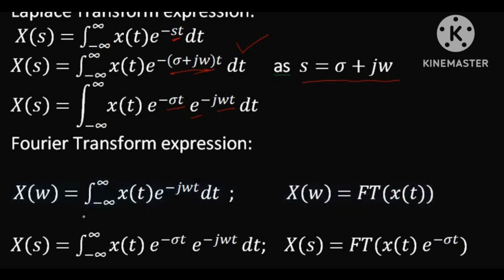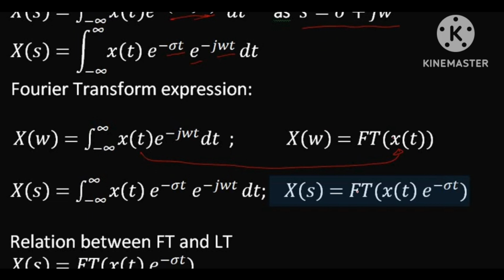Please concentrate here. X(omega) is the Fourier transform of x(t). Now for X(s) we have got the relation: integration of x(t) e raised to minus sigma t e raised to minus j omega t dt. Just now we have got this relation.